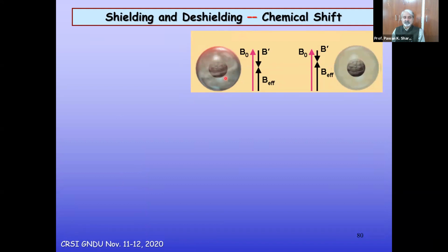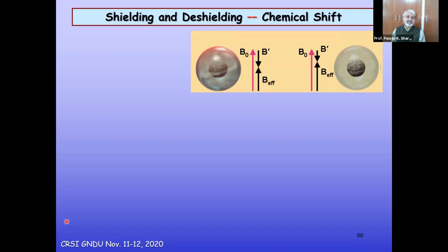So the more the electrons, the more the induced magnetic field. So you can see that B prime in this case is more as compared to B prime in this case where the electron density is less. As a result, you see the B effective is less for this case where the electron density is more, and B effective is more for the right case where the electron density is less.